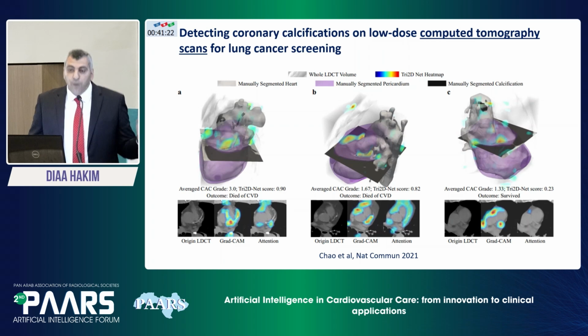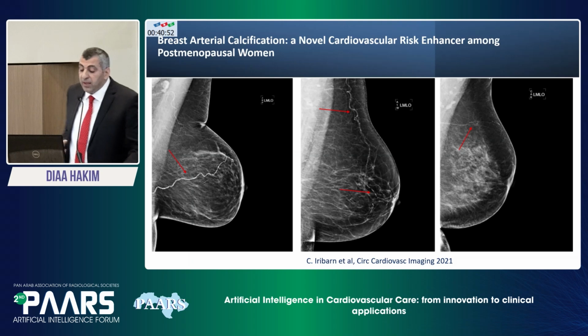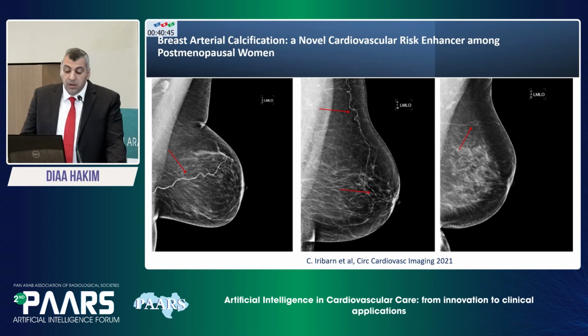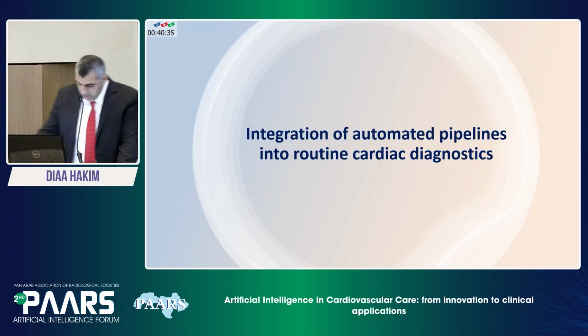The scalability of these AI-based programs in cardiology can be augmented if we add them to the normal screening imaging we are doing in daily practice. So we are using the AI models to predict certain disease while we are doing screening for other disease. An example of that is detection of coronary calcification as a metric of cardiovascular risk on low-dose computed tomography scan for lung cancer, or detection of microcalcification during a mammography screening of breast cancer as a novel cardiovascular risk enhancer among postmenopausal women. So that's another level of using AI-based programs in cardiovascular disease.